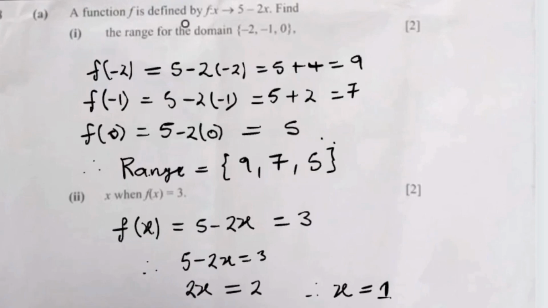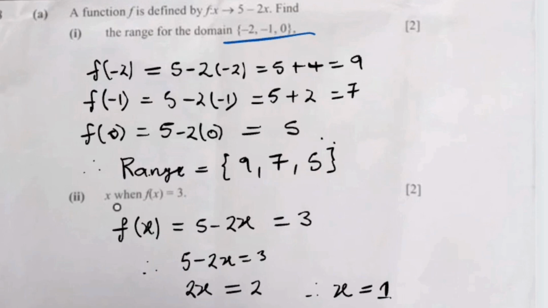Now we have a function defined by x is mapped to 5 minus 2x. That is a function. Then find the range of this domain. So the domain is just the input of values or the values of x. And the range is just the output, that is y. So we just evaluate this function at the given values of x and put them in, and say that is 9, 7, and 5 as the range.